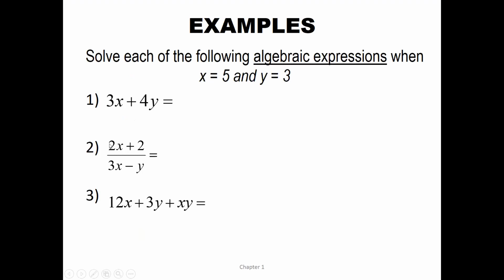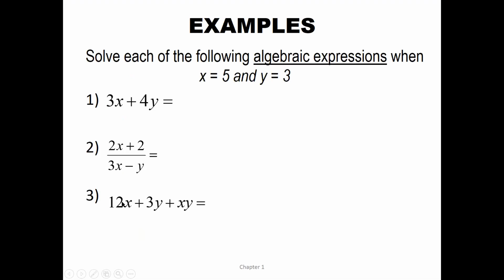Same thing down here. We simply put in the values. So this is 2 times 5, and then we add 2 to that product for 12. And then 3 times 5 is 15, minus 3 is 12. So this one's 1. And again, 12 times 5 is 60. Plus 3 times y is 9, for 69. And then xy.